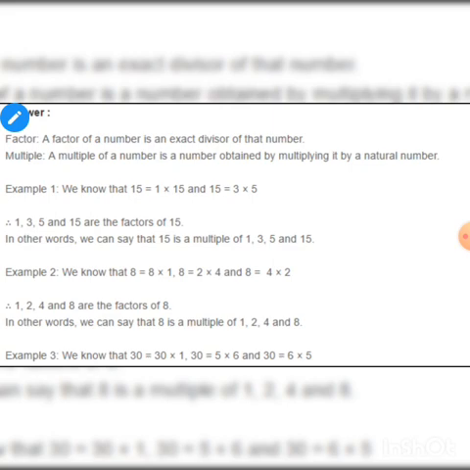And the fourth and one more important point is that the factors of a number are either smaller than the number or equal to the number. It is never more than the number. So these are very important points about factors that you have to keep in mind.